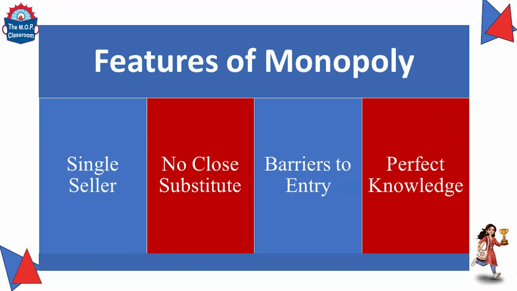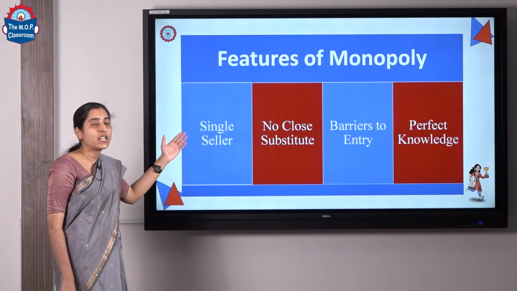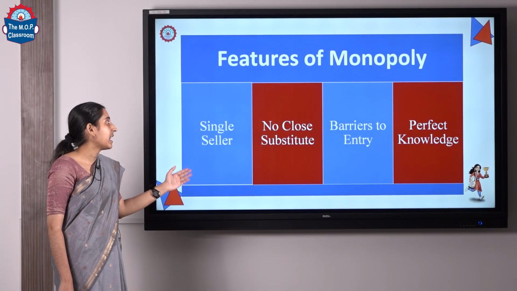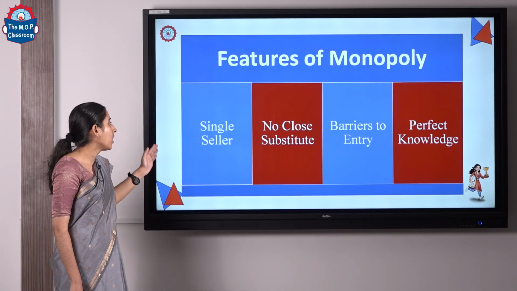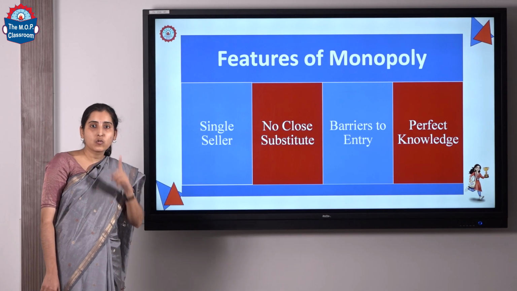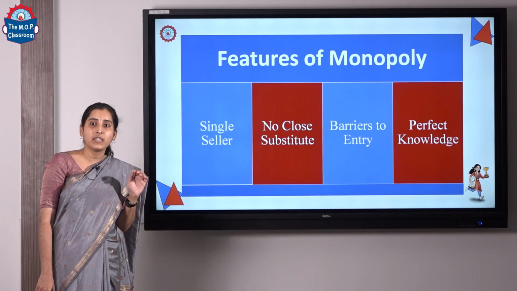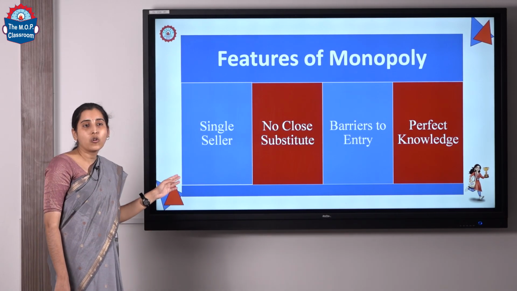Now looking into the features of monopoly: he is a single seller, in the market there is no close substitute, there are barriers to entry, and there is perfect knowledge. When you talk about the single seller, he is the sole proprietor or the sole seller in the market situation. There is no close substitute.